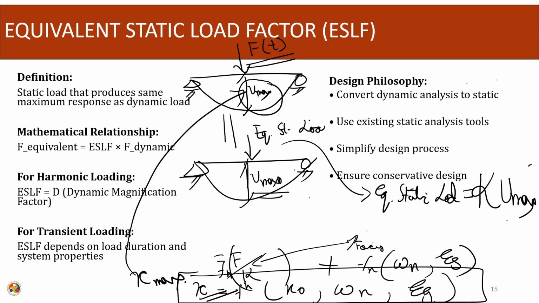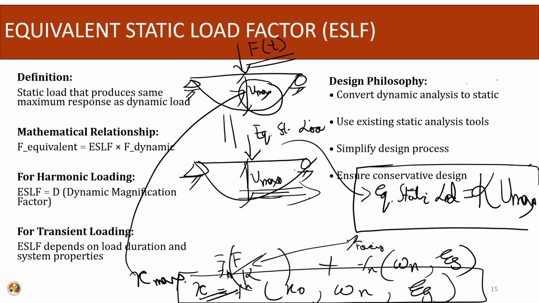So, this is the concept of the equivalent static load, where we ignore the cause and we take the effect only. The effect is, let us say, the maximum displacement. So, we take the effect only, and we say that the effect has been caused by an equivalent static load. We know how to calculate the equivalent static load using the stiffness of the system times the maximum displacement.